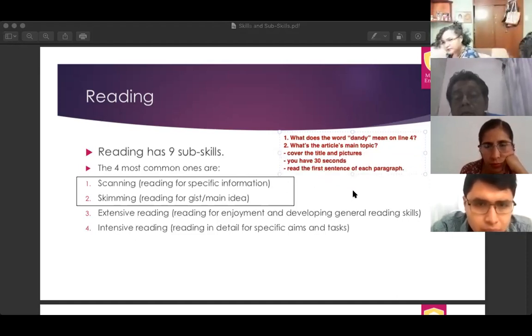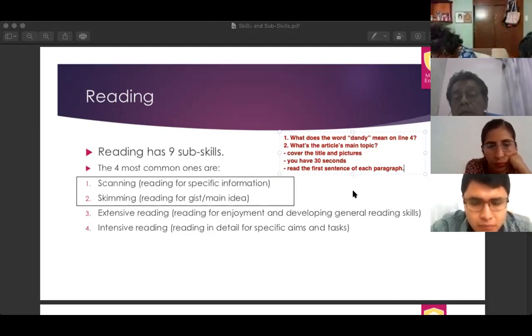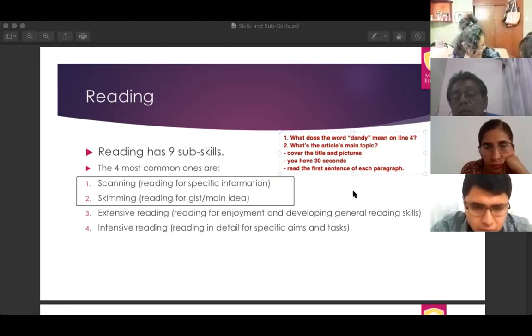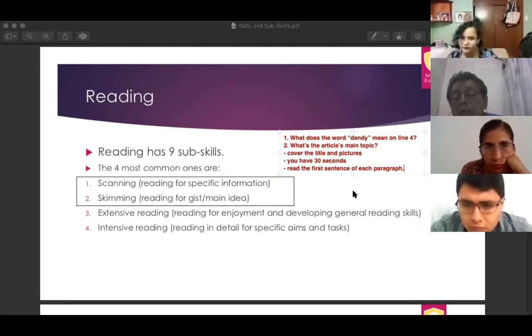Okay, you cover the title and the pictures. You tell your students, okay, class, you're gonna have 30 minutes. You need to tell me the general idea of this article, whatever article you give to them. And they're like, 30 seconds? What, teacher, what? And you're gonna be like, yes, but don't worry.